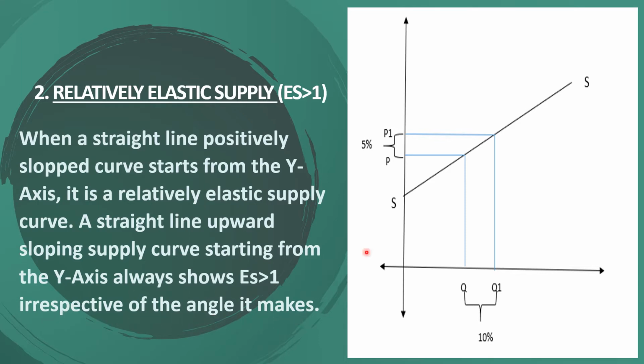angle it makes. So here you can see in the diagram, we have price plotted on the y-axis, quantity supplied on the x-axis. The supply curve is beginning on the y-axis, sloping positively upwards from left to right. We can clearly see there is a 5% change in price, which brings about a more than proportionate change in quantity supplied, which is 10%. So if we substitute the values in the formula, we get 10% divided by 5%, which is 2. And we know that 2 is greater than 1. So this type of elasticity is relatively elastic supply.